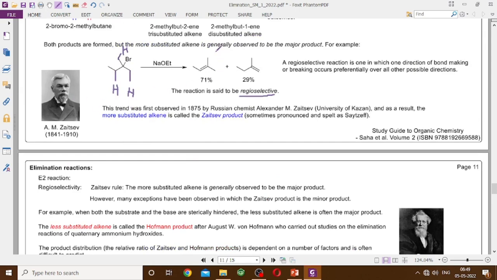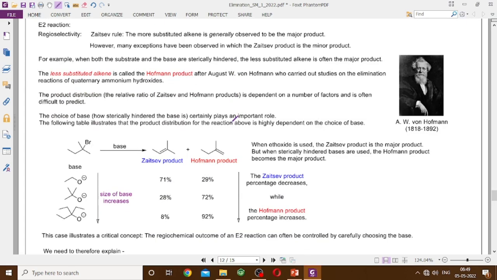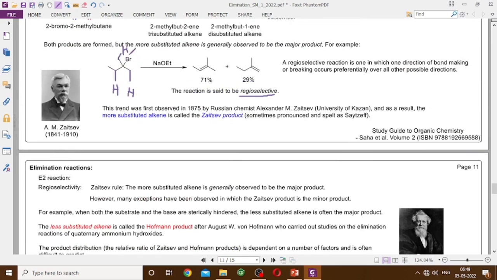Zaitsev এর নাম ফলো করে মোর সাবস্টিটিউটেড অ্যালকিনকে বলা হয় Zaitsev product, আর Hofmann এর নাম ফলো করে লেস সাবস্টিটিউটেড অ্যালকিনকে বলা হয় Hofmann product. We will see why and how the regiochemistry changes if we change the leaving group, but that is a discussion which we will do later. We need to understand that first of all, why with bromide leaving group this one is the major product and that one is the minor product. Why Saytzeff product is major, why Hofmann product is minor.